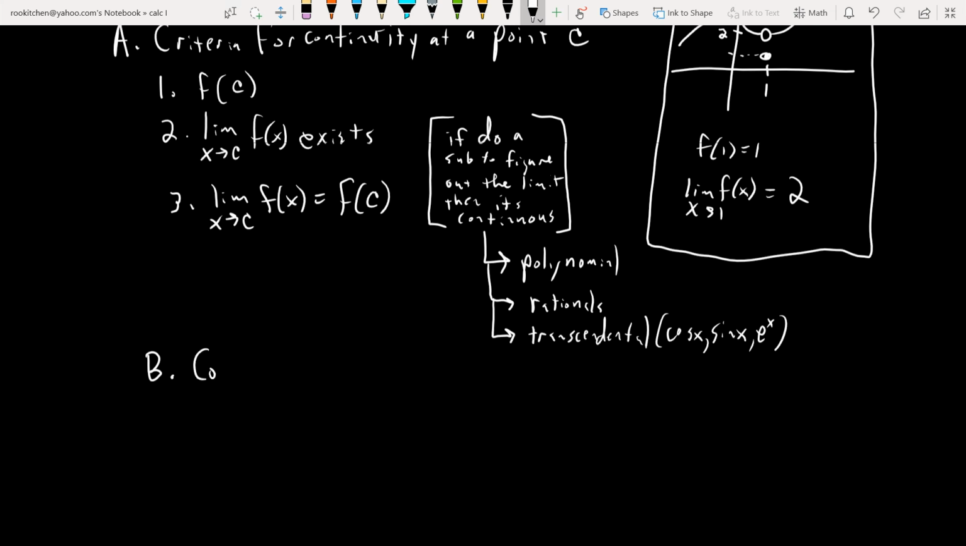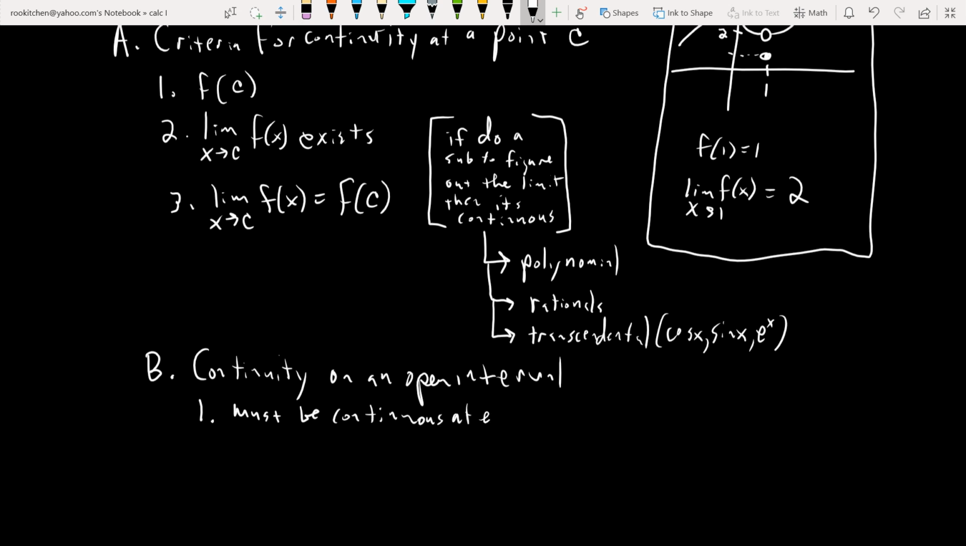But we would prefer continuity on an open interval, something more global. And for right now, the only way to really establish that is to make sure it's continuous at every point in some interval. Okay? So it must be continuous at every point in, and we're talking about an open interval, so open parentheses, maybe a to b. Some interval a to b.